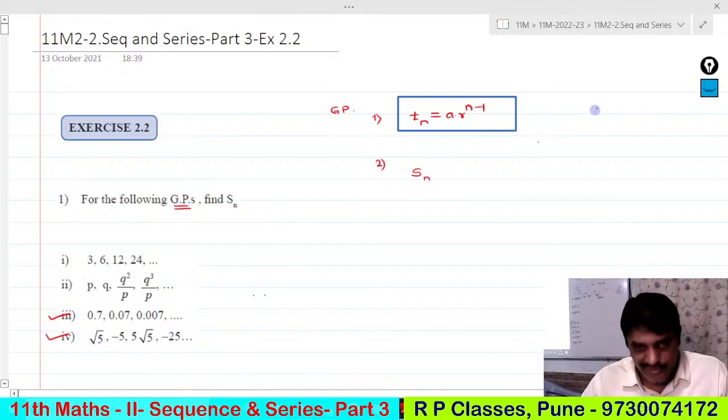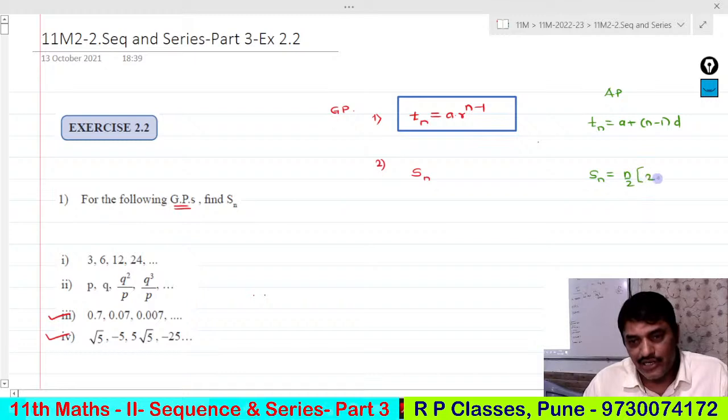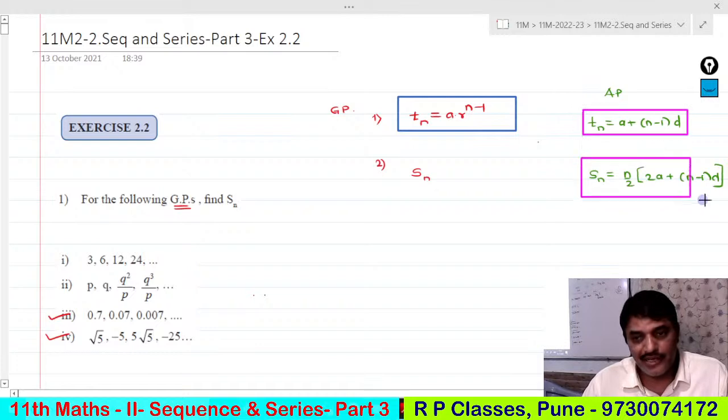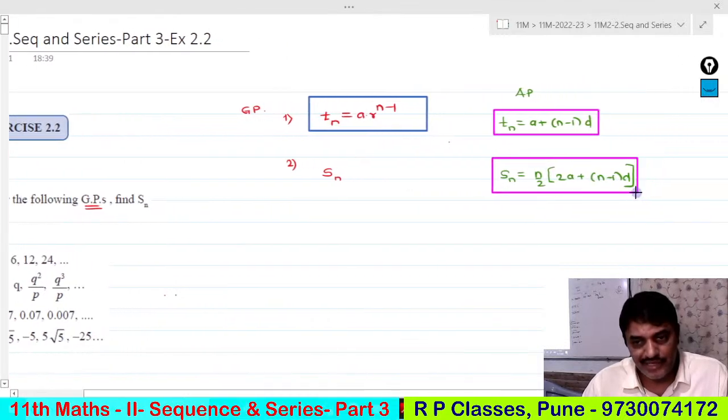As you have seen for arithmetic progression, the formula for the nth term is Tn equal to a plus n minus 1 into d, and there is a formula for Sn. Sn is equal to n by 2 into bracket 2a plus n minus 1 into d. Correct? So these are the formulae that we already know for arithmetic progression. We saw this in 10th standard and also in the first exercise, right?